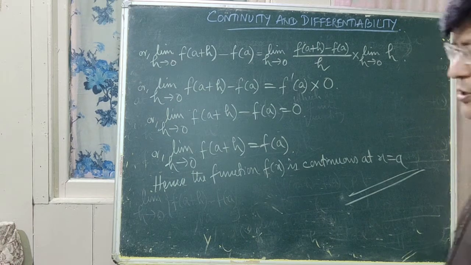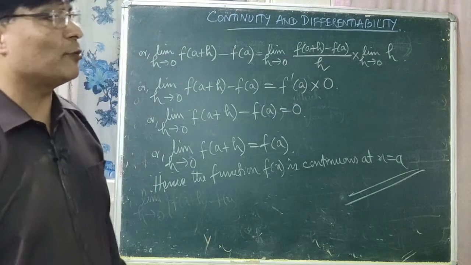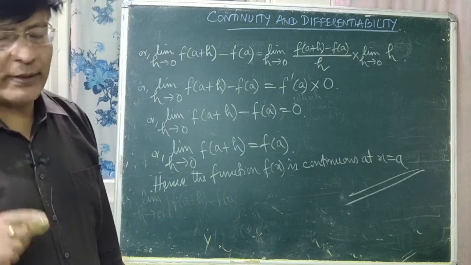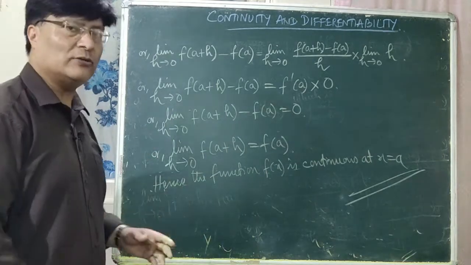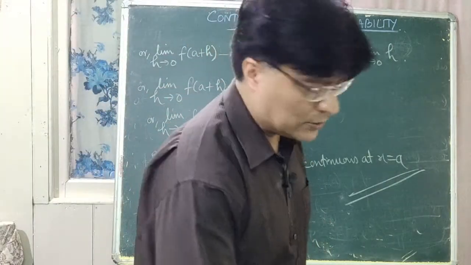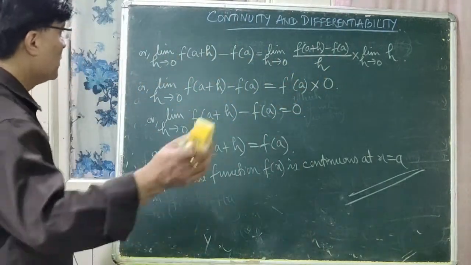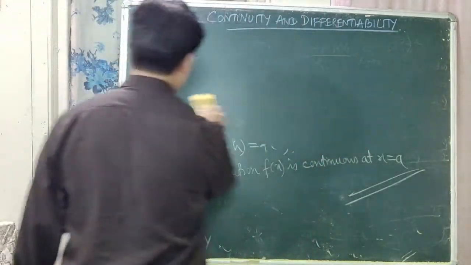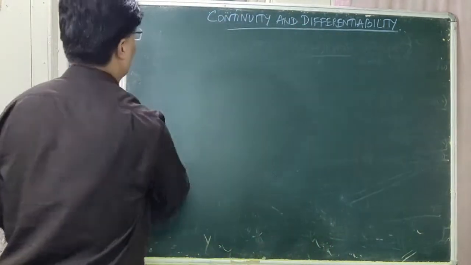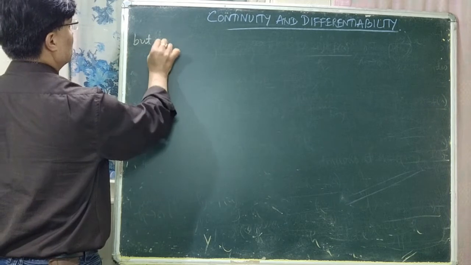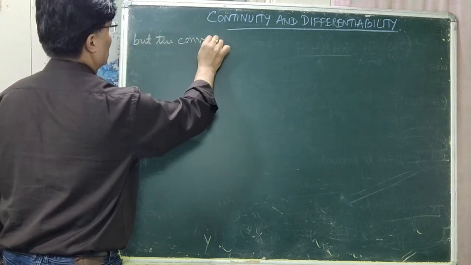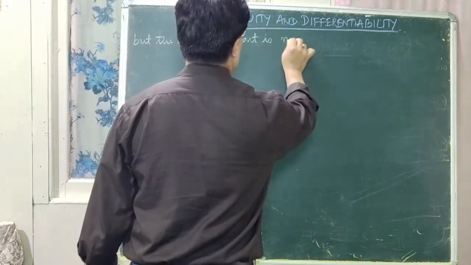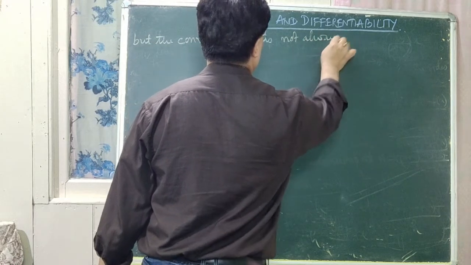That is, if the function f of x is continuous at a given point x is equal to a, then the function f of x may or may not be differentiable at x is equal to a. Okay, so you can copy it. So now let's do the converse part. Converse part banega chai ulta haina. But here you can write, but the converse part is not always true.